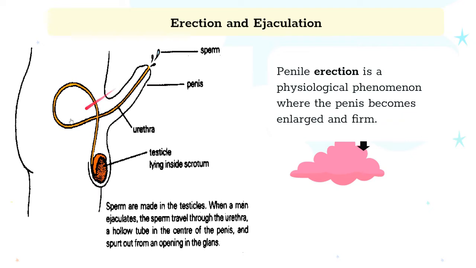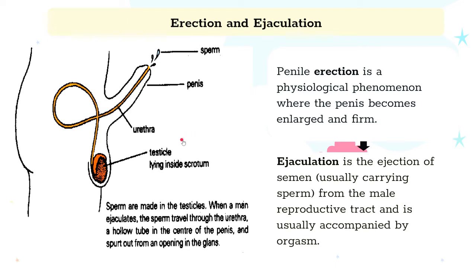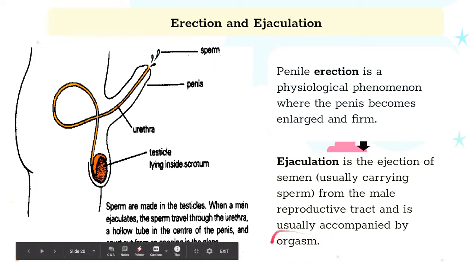Okay, so there are no bones in the penis. It does not become engorged or enlarged because of bones. It actually becomes filled with blood. After that, the next process is the ejaculation, or the ejection of semen, which usually contains the sperm cell. So erection refers to the enlargement of the penis. Ejaculation refers to the release of the semen out of the urethra. The semen usually contains the sperm cell, and it is usually accompanied by orgasm, or a pleasurable release in males.